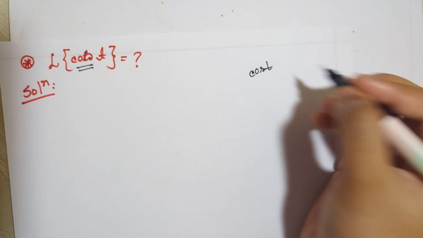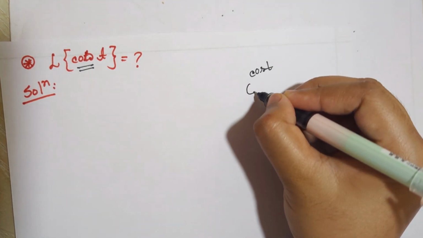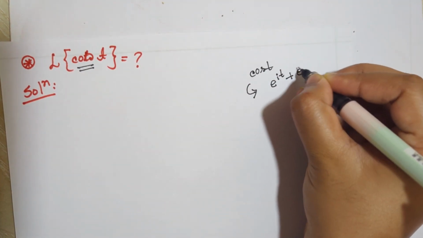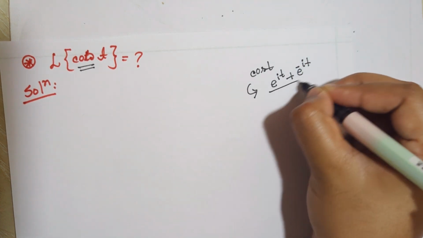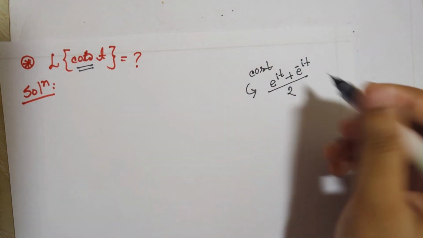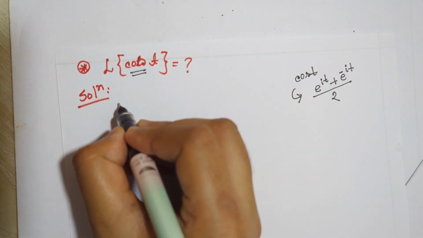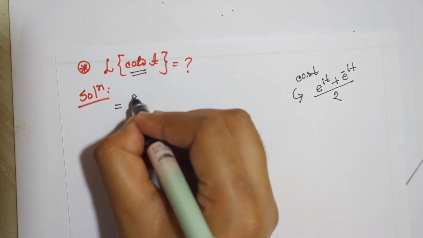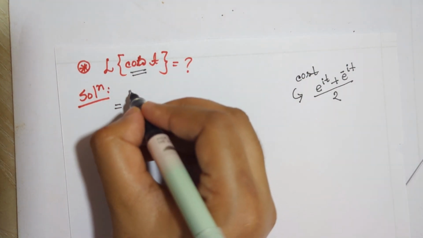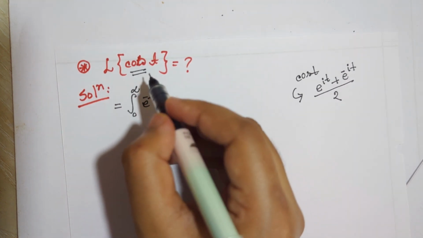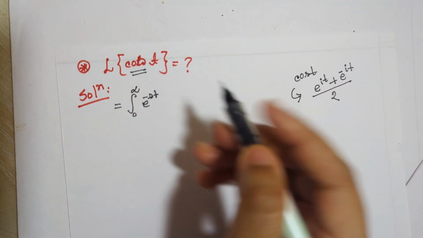When we break down the cos t into our exponential term, we get e to the power it plus e to the power minus it, divided by 2. Here is the main difference, but the overall process is the same. At first we will write the basic formula of Laplace transform, which is the integral from 0 to infinity of e to the power minus st, and we'll break down this cos t into exponential terms.